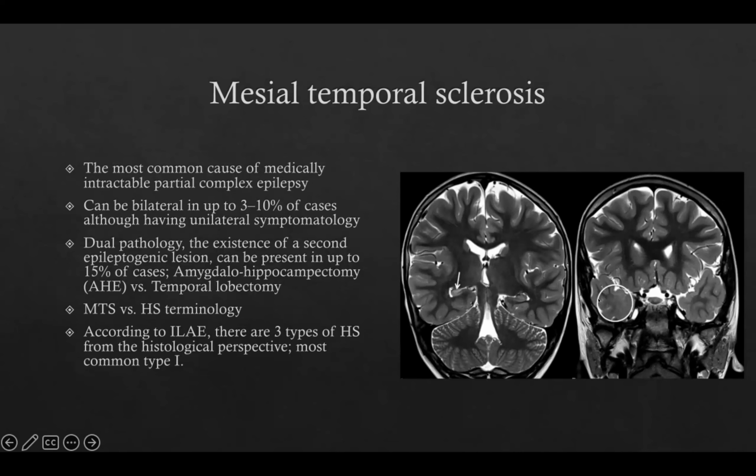And more anteriorly at the temporal neocortex, we can also see some difference. Okay, so this is the normal side. You see the cortex, the gray matter and white matter. But here you do see the difference between gray and white matter. It's more indistinct and it's a little bit hyperintense compared to the normal side. So these are the changes in mesial temporal sclerosis.